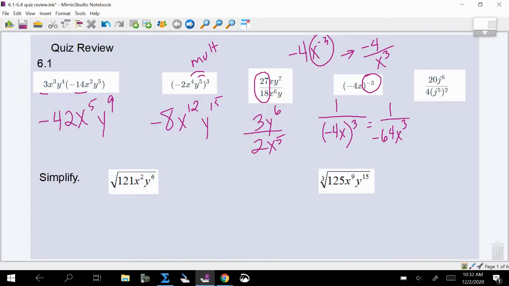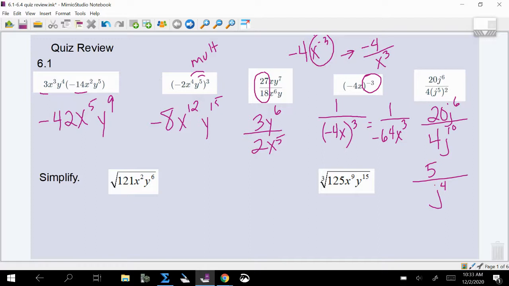Next one, we're going to multiply the bottom out first before I touch the top. So I'm going to have 20j to the 6th over, I'm going to multiply the exponents in the bottom. So 5 times 2 is 10. So I'm going to have j to the 10th. Now I'm going to reduce my numbers. So 20 divided by 4 is 5. And then I'm going to subtract my exponents. I have more j's in the denominator, 4 more to be exact. So that means I'm going to end up with a j to the 4th in the bottom.